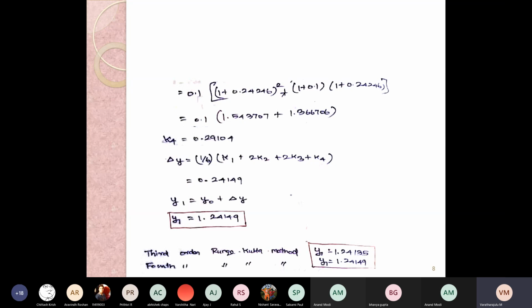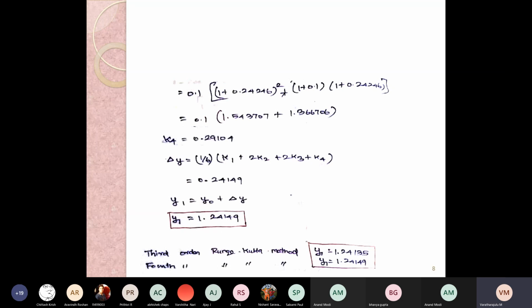How we need to calculate K4 is h into f of x0 plus h, y0 plus K3. With the aid of the basic formula, we have K4 equal to 0.291104. With the aid of this, delta y, that is 1 by 6 into K1 plus 2 K2 plus 2 K3 plus K4, becomes 0.24149, and our y1 is equal to 1.24149. The third order Runge-Kutta method gives y1 as 1.24135, and the fourth order Runge-Kutta method gives 1.24149.